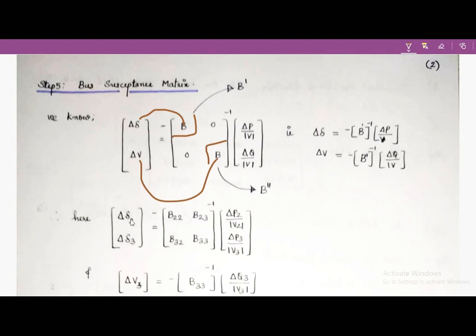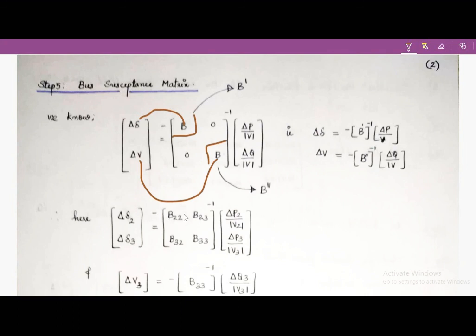And if we have delta 2 and delta 3 over here, obviously you'll be having P2 and P3 over here. Okay, so delta P2 by V2 and delta P3 by V3. Now which will be this element? The first element will be corresponding to this and this. That is, this is delta 2 and this is P2. So the first element will be B22.